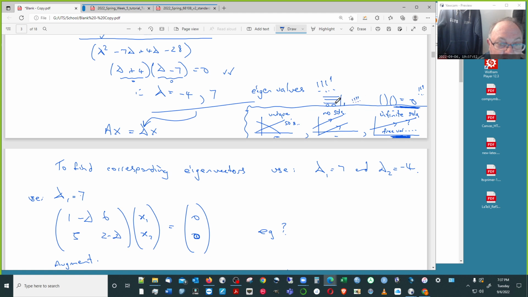That doesn't make any sense. No solutions. So that's inconsistent. You can't have 2x1, you can't have 0x1 plus 0x1 equaling some value. That's got to be 0. So that's the no solutions one.